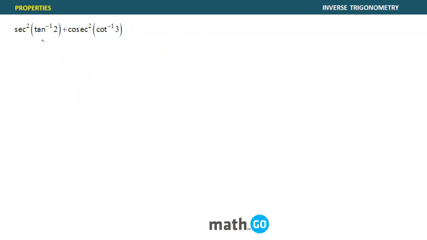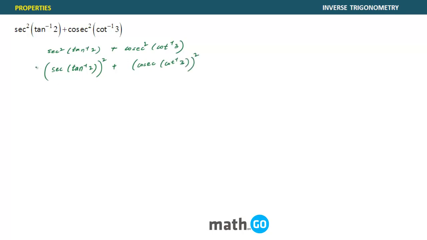Okay, let's take the next problem. It says secant square of tan inverse 2, and similarly you have cosecant square of cot inverse 3. So this is again a very basic problem, and we have already done a similar problem this way. Why I have taken this is that I have seen students struggling to understand the square part here, which is very simple. You can just solve this and then square. That is the same as the earlier step. Both these steps are the same.